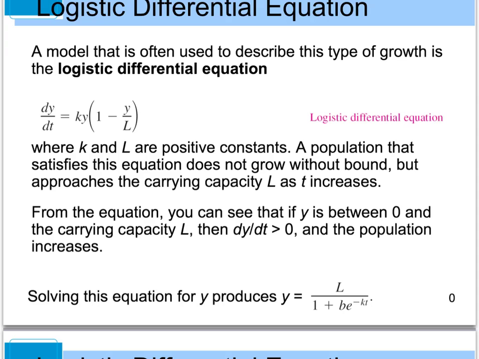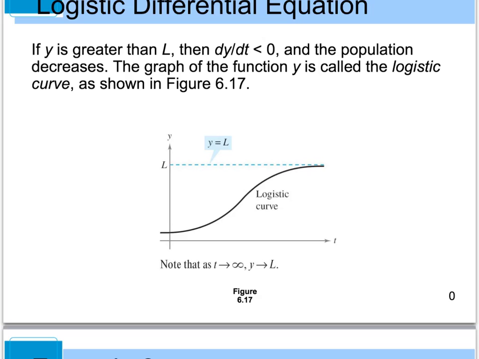If we were to solve this logistic differential equation for y, and you can do this on your own if you like, you would find that y is equal to your carrying capacity L divided by 1 plus be to the negative kt. And then to go back to what we were talking about a second ago, if your y value is greater than L, your carrying capacity, then your derivative is less than 0, which tells us that our population is decreasing. So here is a curve, and you can see where it plateaus out or approaches your carrying capacity L.